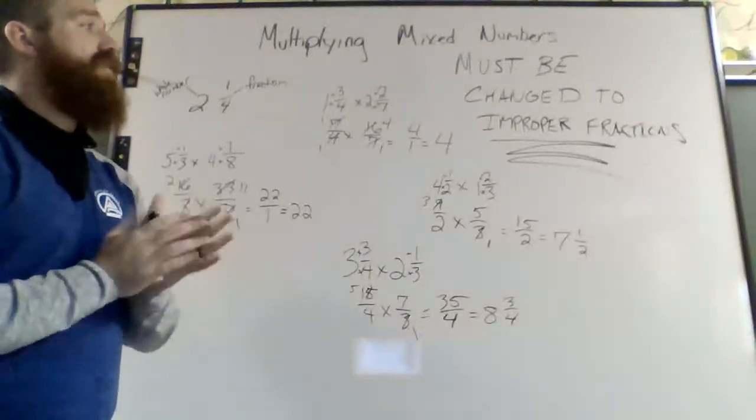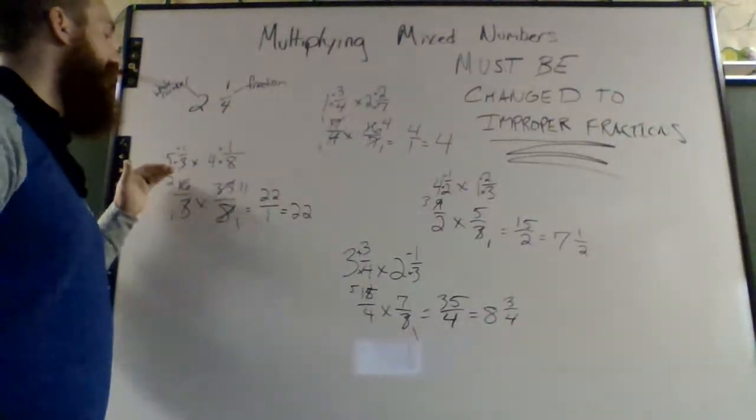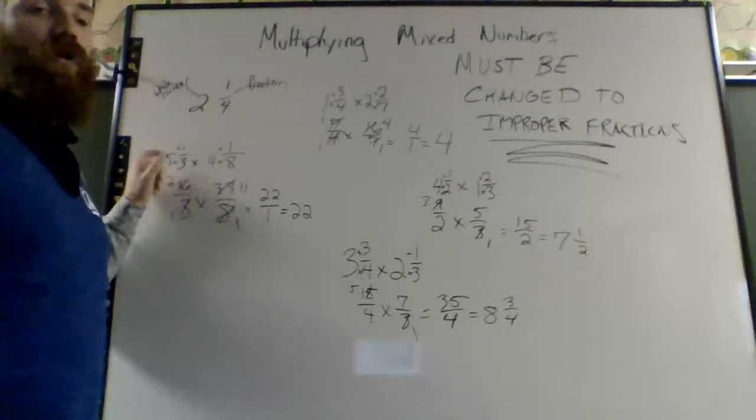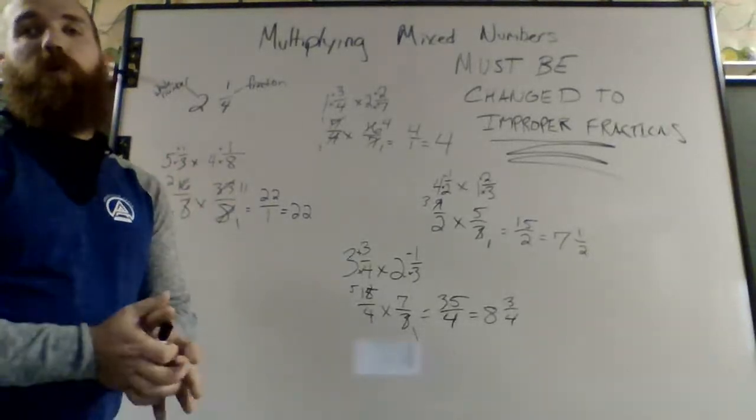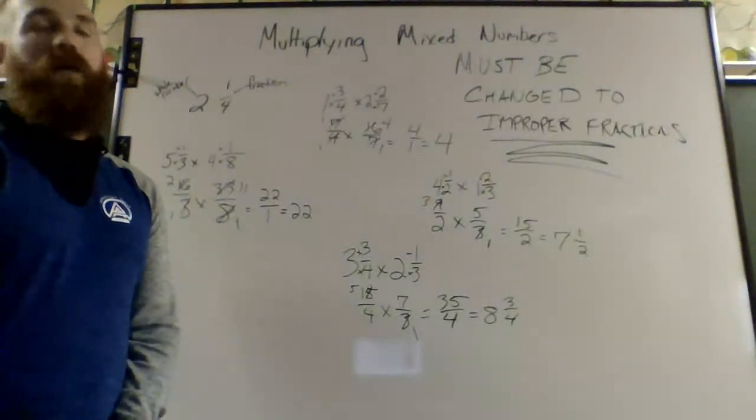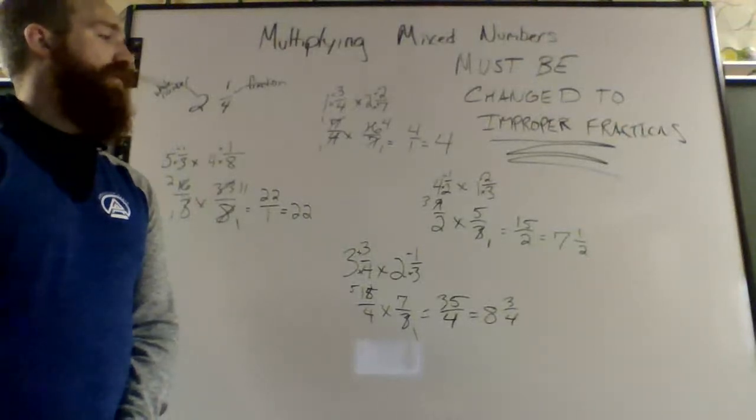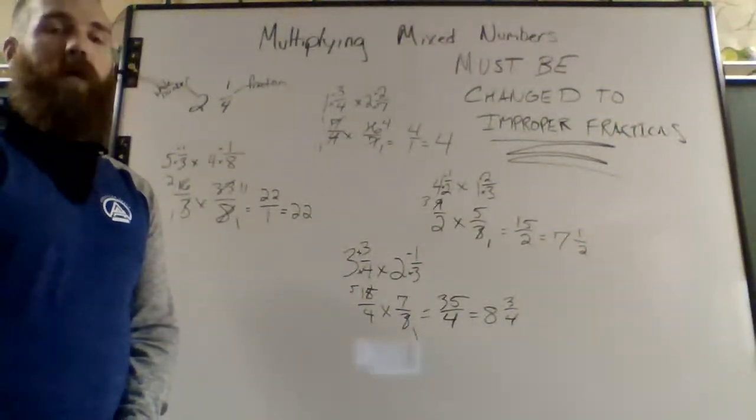Once they're improper fractions, you can multiply across, and as always, you can reduce or cross cancel before you end up multiplying. Okay? Make sure you get your fraction in the simplest form, and then turn it back into a mixed number.